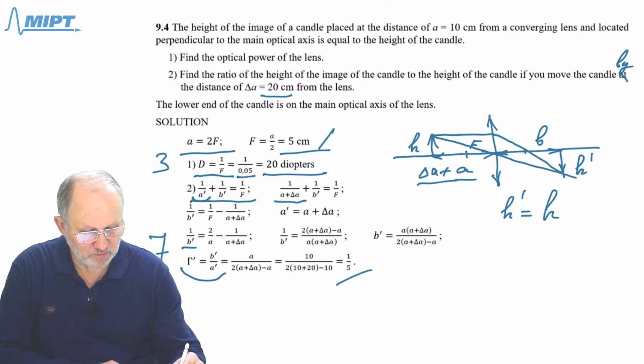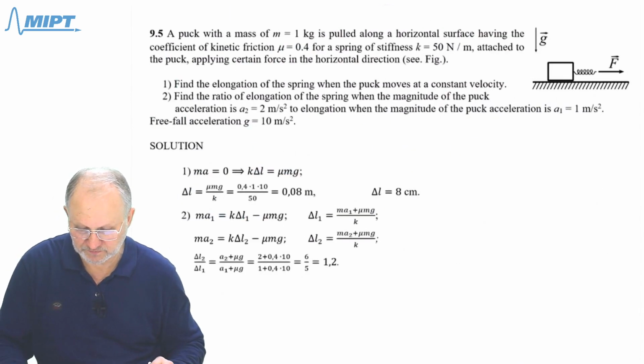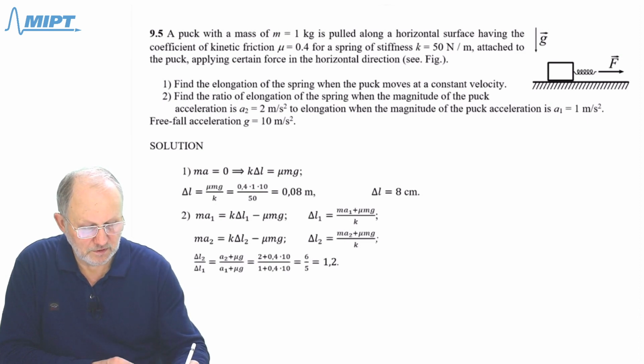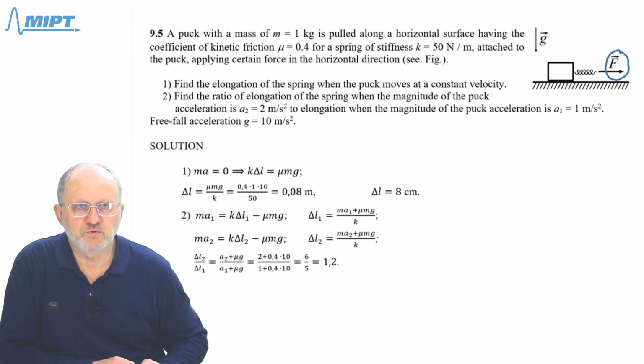Now we move to the next problem, which will be number 9.5. A puck with a mass of 1 kilogram is pulled along a horizontal surface having the coefficient of friction 0.4 by a spring of stiffness of 50 Newton per meter attached to the puck. And certainly, in order to move this puck, we have to apply some force to the spring in horizontal direction.